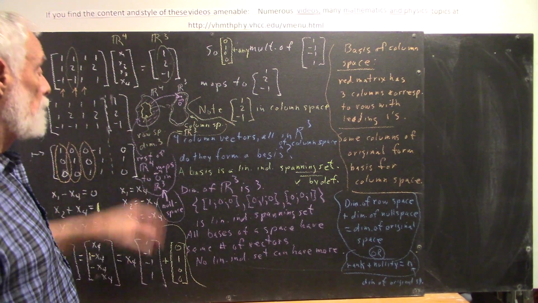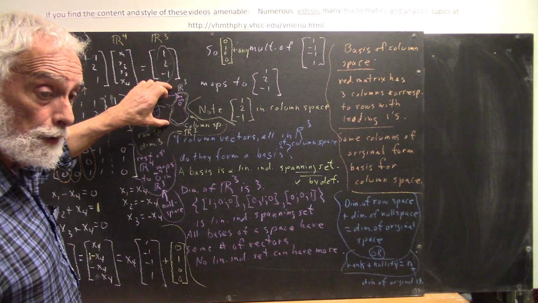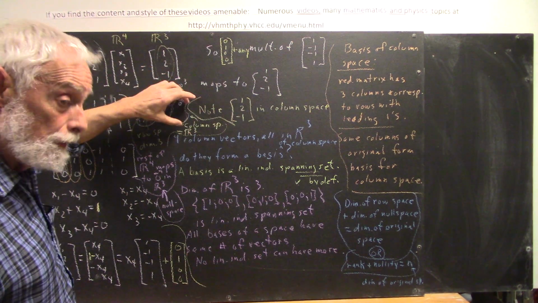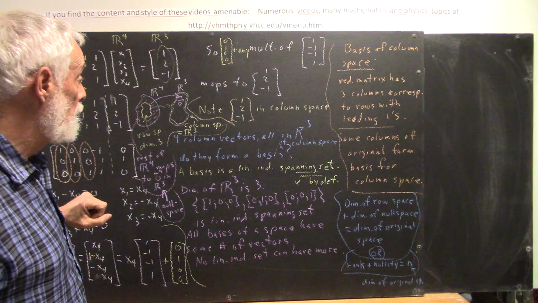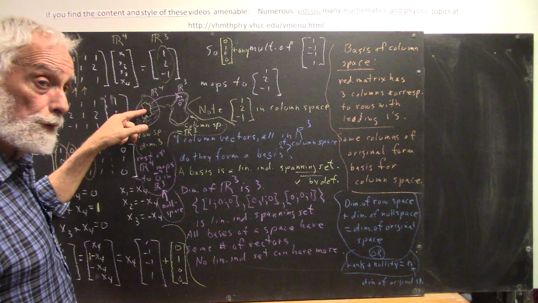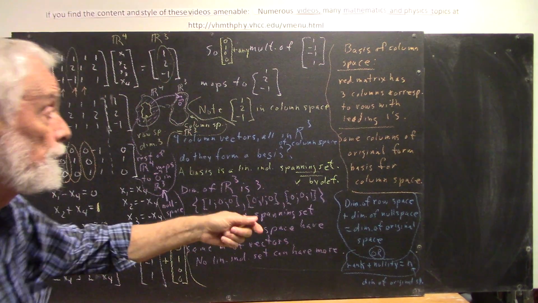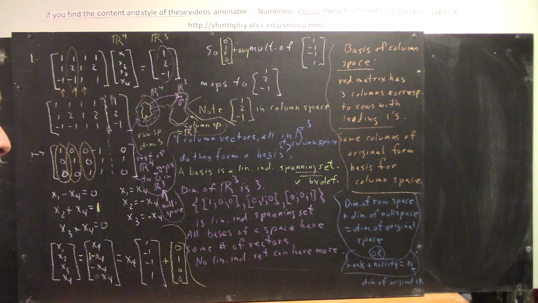Also, the dimension of whatever you map to over here, what actually gets mapped to, the dimension of the range of this mapping, is equal to the dimension of the row space. Because the dimension of the column space is equal to that of the row space.